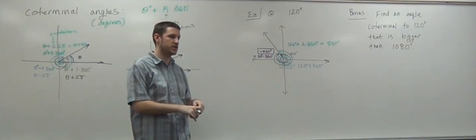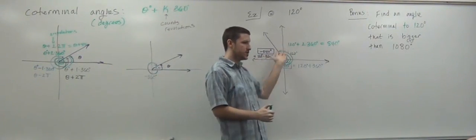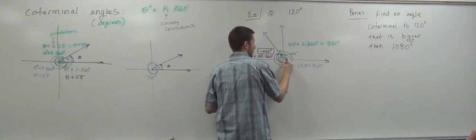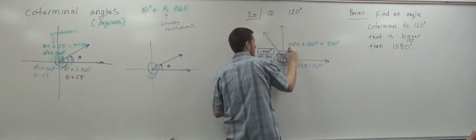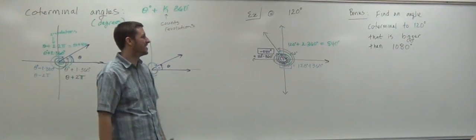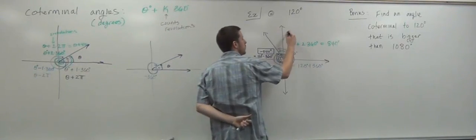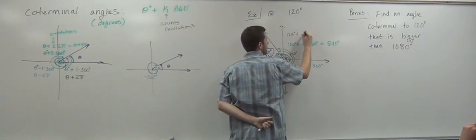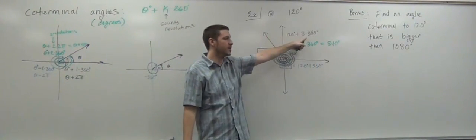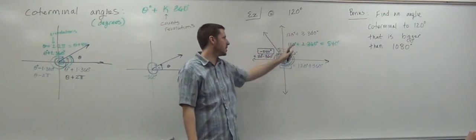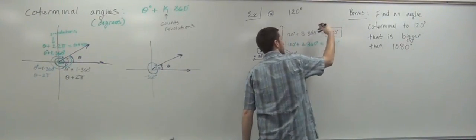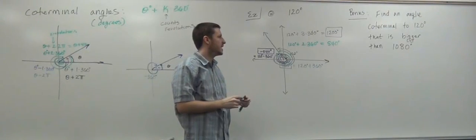Right? So if you go 3 revolutions first, then if you add 360 you get something bigger than 1080. So if you do 3 revolutions first, then you would do 120 plus 3 times 360. So this is already 1080, right? 3 times 360 is 1080. So then you'll do another 120, 1,200 degrees. This would answer the bonus question because it's bigger than 1080.